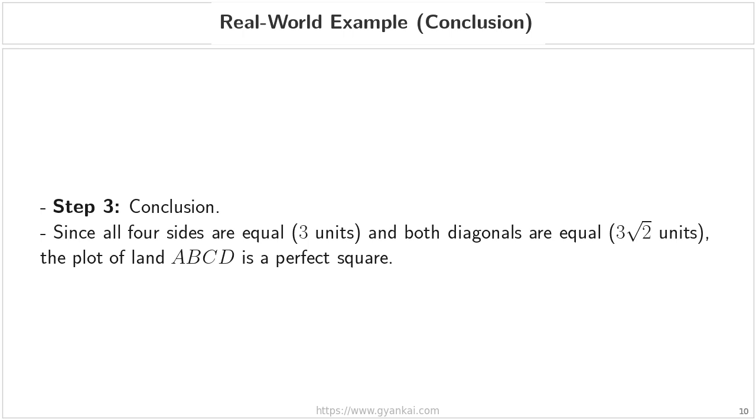Because we have successfully verified that all 4 sides are equal and that both diagonals are equal, we can confidently conclude that the plot of land, ABCD, is a perfect square. This completes our verification process.